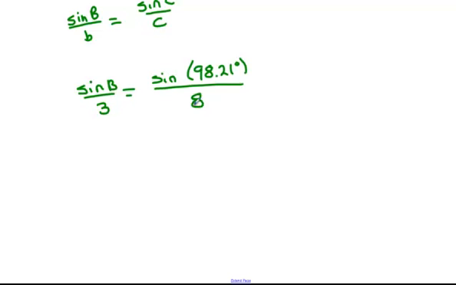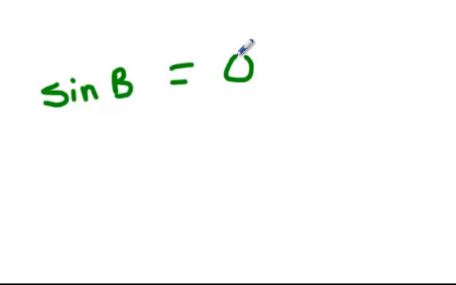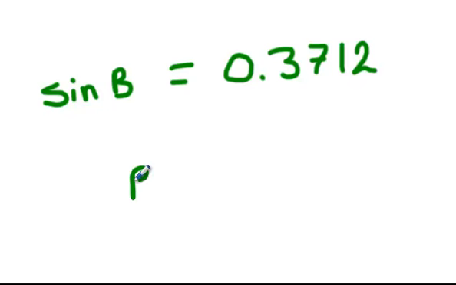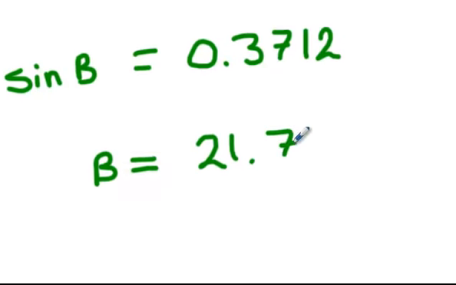Okay, you cross multiply the 3 and put it into your calculator, and you come up with the sine of B is then going to equal 0.3712. Remember, we want the angle B, so we put it in as an arc or an inverse function, and then B is going to come out to be 21.79.